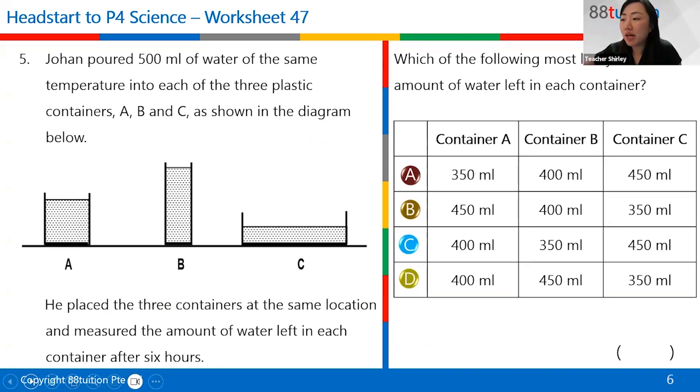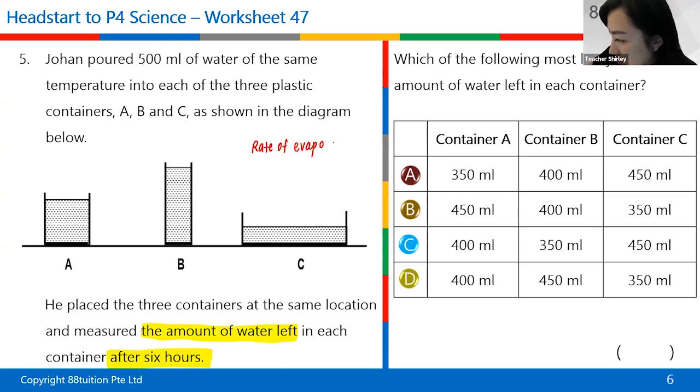Okay, over here we have Johan poured 500 ml of water of the same temperature into each of the 3 plastic containers, A, B, and C, as shown in the diagram below. He placed the 3 containers at the same location and measured the amount of water left after 6 hours. Now, this one I wouldn't say is totally under matter. This one has got to do with rate of evaporation. That means how fast the water evaporates.